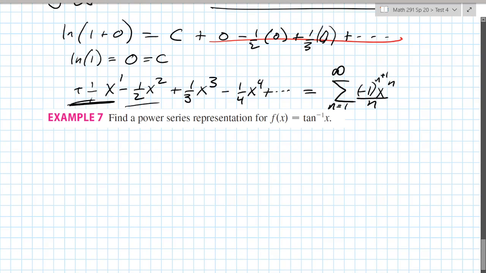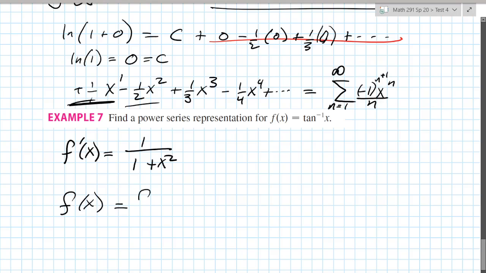Next one, find a power series representation for f of x equals the arctan of x. Well, that doesn't look like 1 over 1 minus something, but we do know that the derivative of the arctan is 1 over 1 plus x squared. So, to find a power series representation of f of x, I could just integrate the derivative.